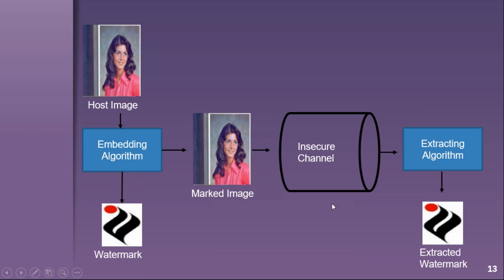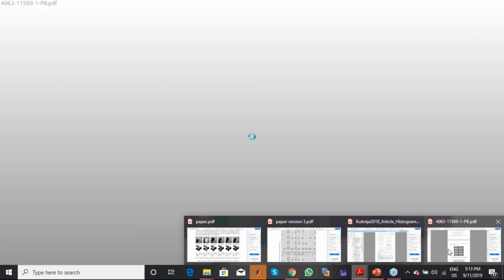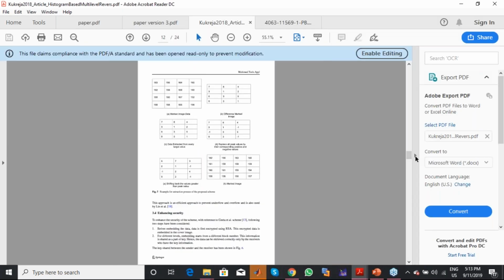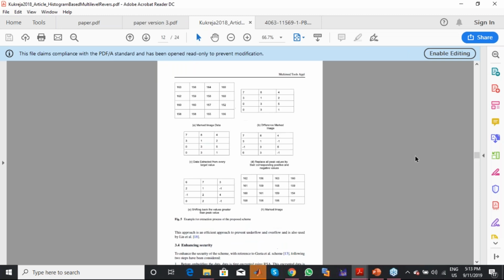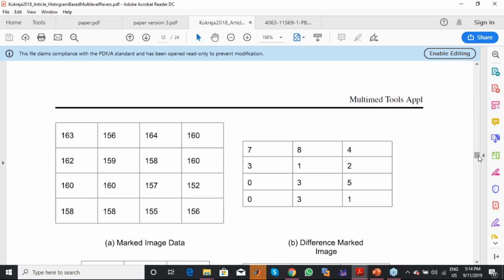So I can show one of the papers. Just a minute. This was one of the papers which I had worked on two years back. It's just an example of how the watermarking approach works. Suppose this is an image block. These are the image pixels. Although the image is usually of 512 by 512 size or larger, I've just taken some sample pixels.